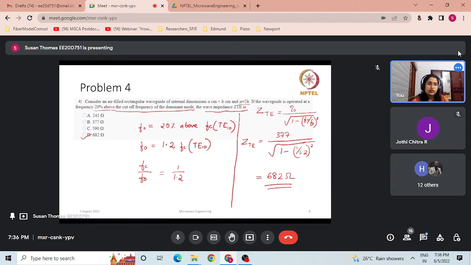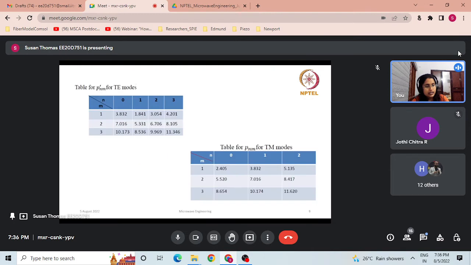So far we have discussed rectangular waveguides and some sample problems on them. Now let us move on to circular waveguides. As you have seen, in a circular waveguide the cross section is a circular shape, having a radius a.